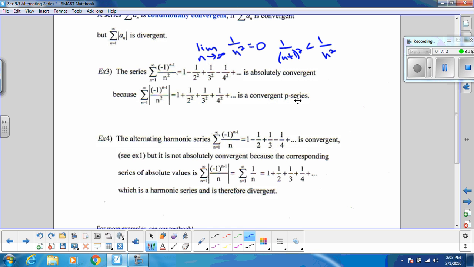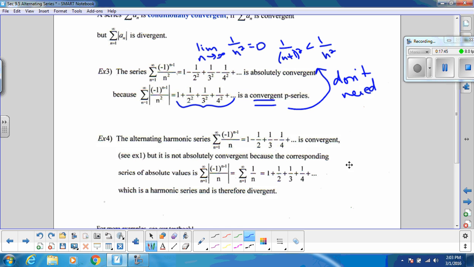What's nice about absolute convergence is that if I know this series is convergent, we don't really have to do this. If it's absolutely convergent, then the original is also convergent. That's pretty nice. So if you have an alternating series and you recognize the absolute value of it as a convergent series, it saves you some work.